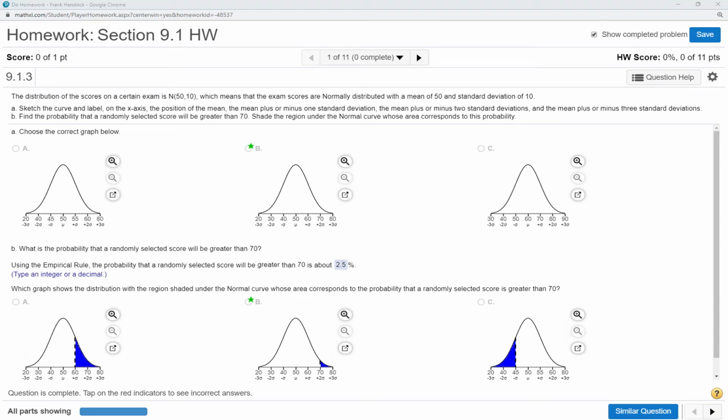The distribution of the scores on a certain exam is normal with a mean of 50 and a standard deviation of 10. Sketch the curve and label. So you know that the mean is going to be in the middle, which is 50, and it's going to be spaced out in units of 10. And the only one that has that is B.